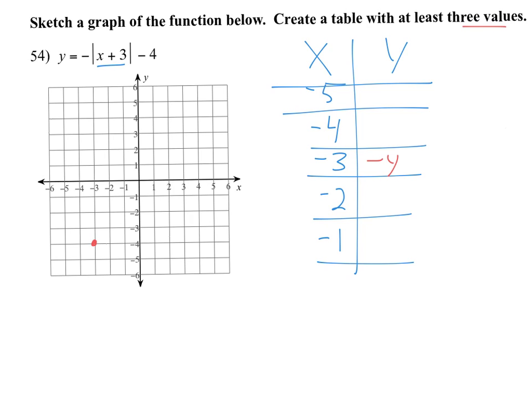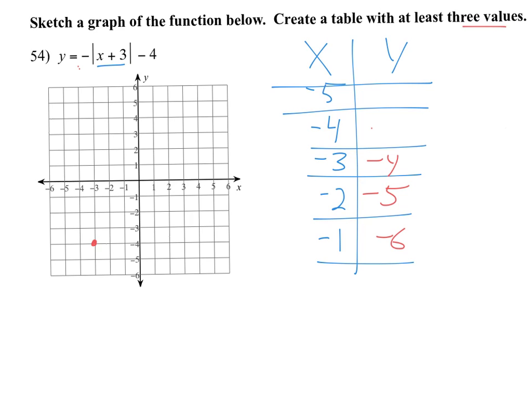If I do negative 2, negative 2 plus 1 is going to be 1. I'm sorry, negative 2 plus 3 is 1. Absolute value is still 1. Negative makes it negative. So negative 1 minus 4 is negative 5. If I go up another one, negative 1 plus 3 is 2. Absolute value is still 2. Negative 2 minus 4 is negative 6.